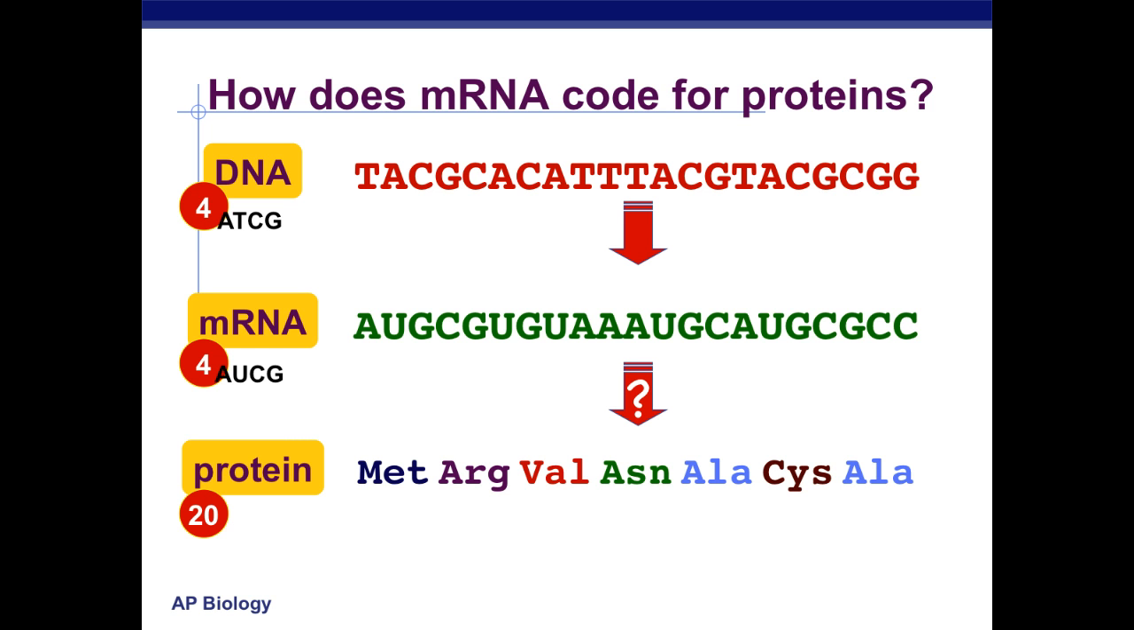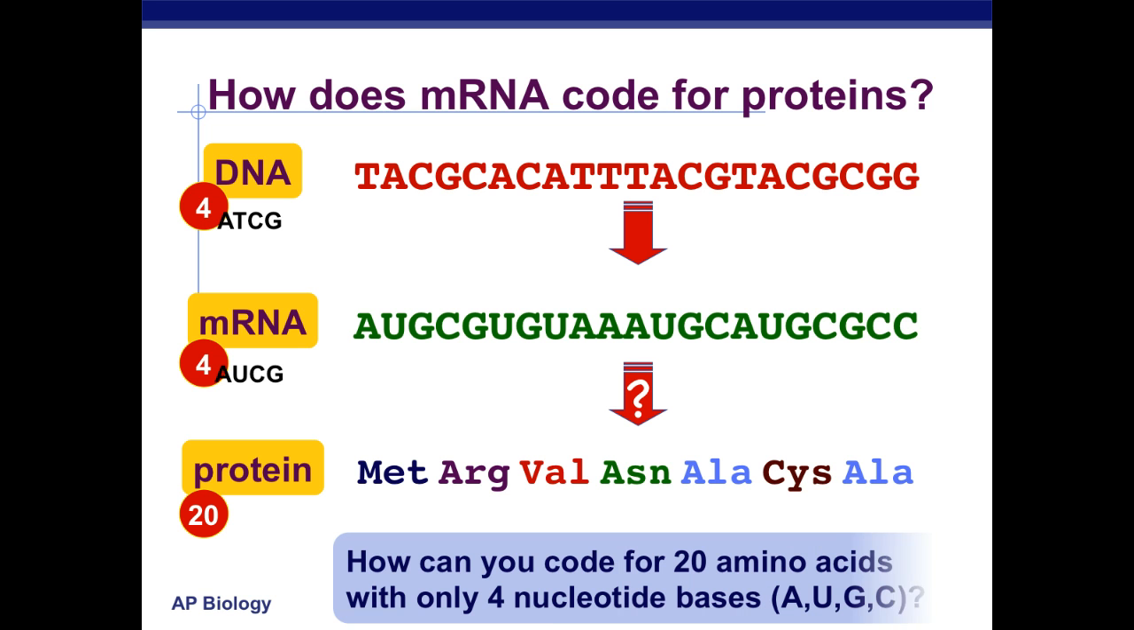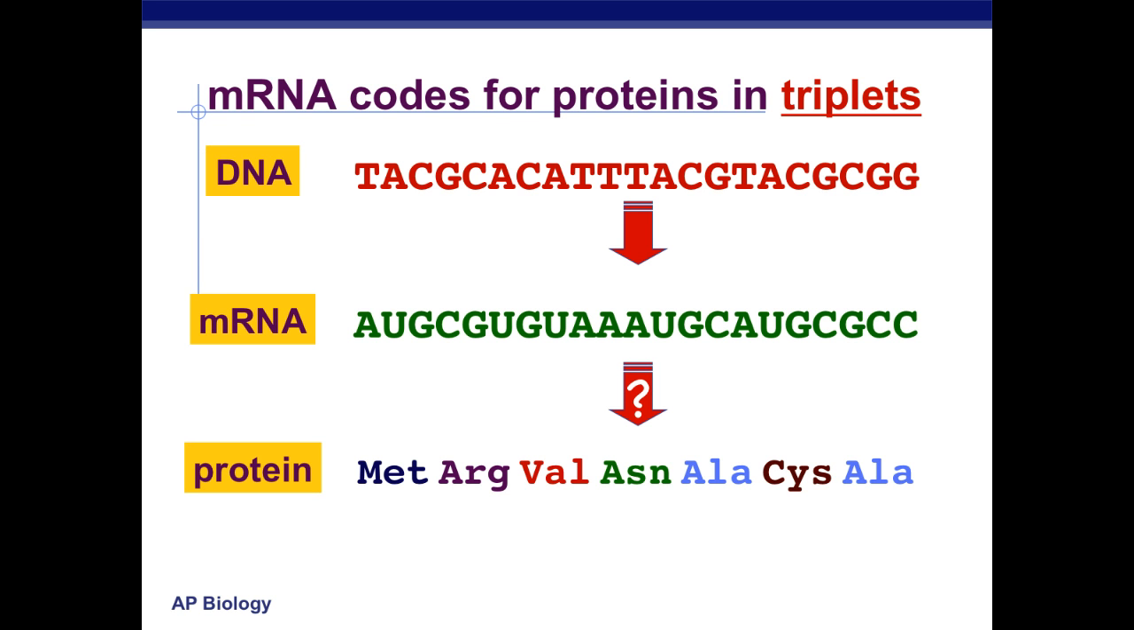So how do we get to that? There are 20 different amino acids that are coded in proteins, but how do you just code from 4 different letters 20 different amino acids? Amino acids code for proteins in triplets, meaning 3 nucleotides will code for a specific amino acid, which will then make up the protein.